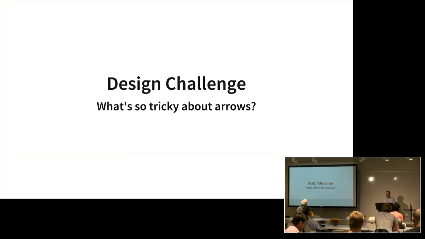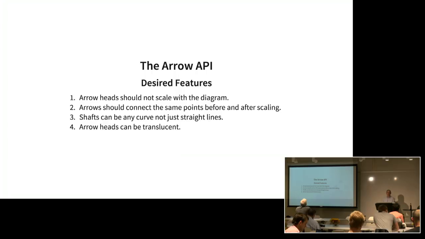So I said arrows are really tricky in diagrams, and let's talk about what kind of features we would want to have in an arrow library. Hopefully that'll lead us to why they're a bit tricky. Usually you don't want your arrow head, and when I say arrow head, I also mean the arrow tail here, to scale with the diagram.